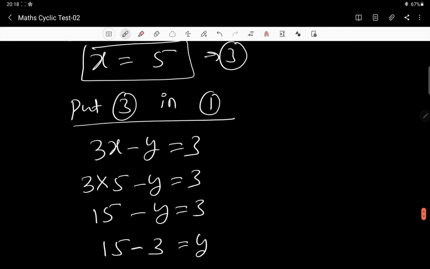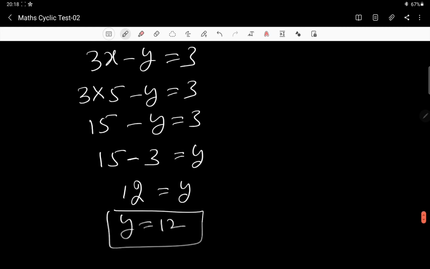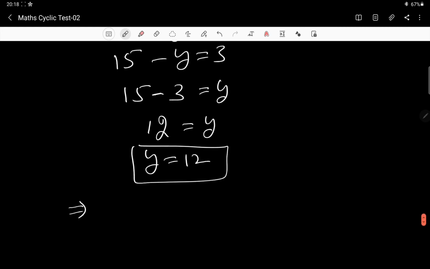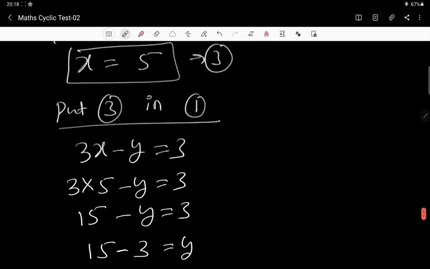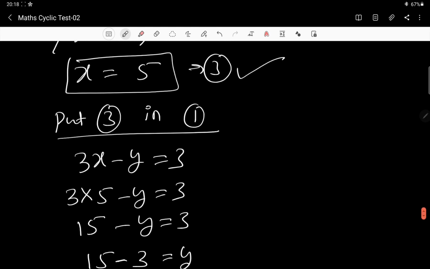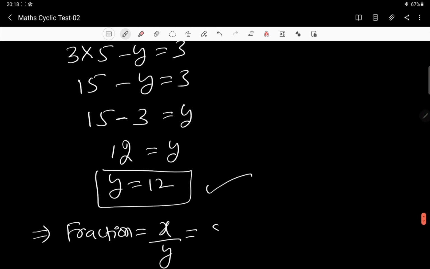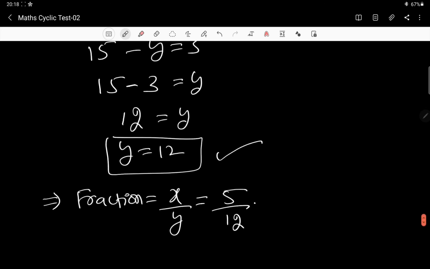Now I got x and I got y. So what will be the fraction? Whatever fraction we have taken, the fraction is equal to x by y, right? What is the value of x? The value of x is 5 and the value of y is 12. So the fraction becomes 5 by 12. All right, so this is how you should be able to solve this question.